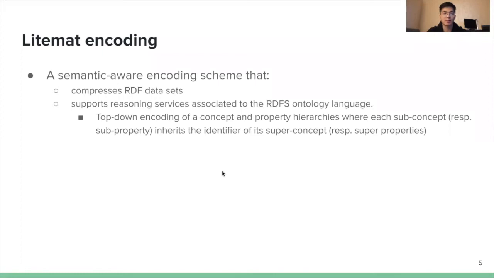Another important concept that must be introduced is Lightmat encoding. Lightmat is a semantic-aware encoding scheme that compresses RDF datasets and supports reasoning services associated to the RDFS ontology language. The main idea of Lightmat is the top-down encoding of the concept and property hierarchies, where each subconcept inherits the identifier of its superconcept, and respectively in the same manner with properties. By using this strategy, we can easily retrieve the hierarchical information by calculations instead of searching in the T-box.